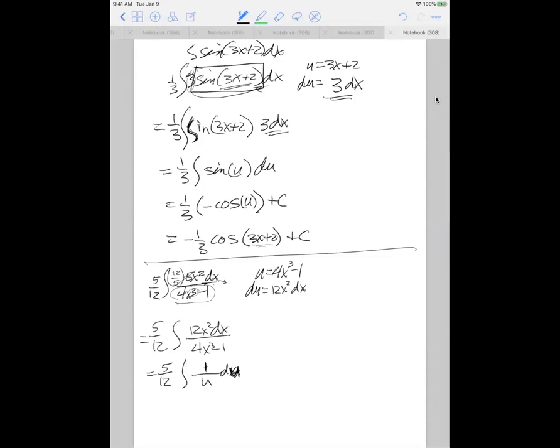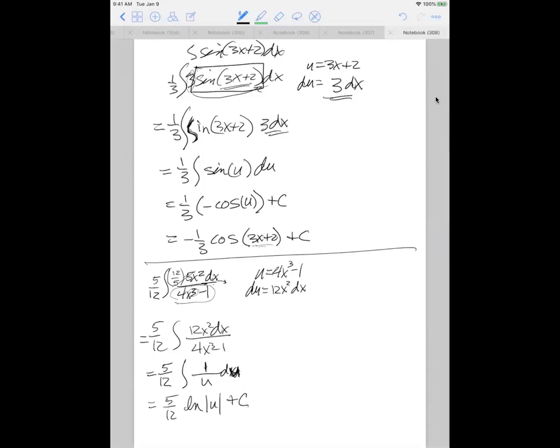Natural log of u is what that circumstance is. And I've had to introduce that 5/12 out front. Time to integrate. Integration bar goes away, du goes away. So now I've got 5/12 out front, and now I've got the natural log. And if you remember, we need absolute value signs around that natural log plus c.